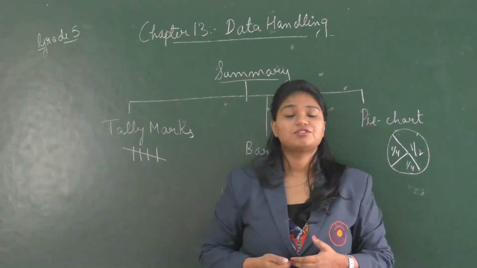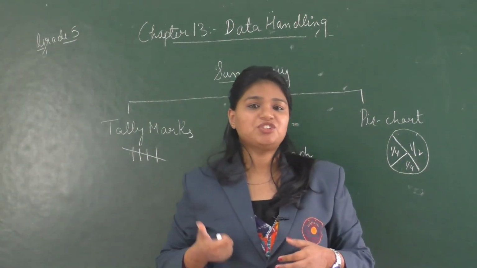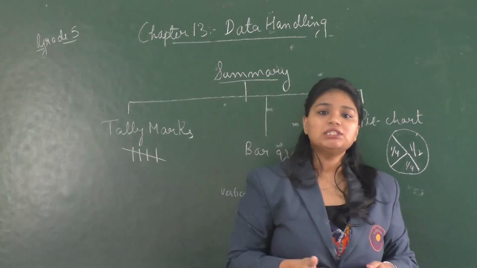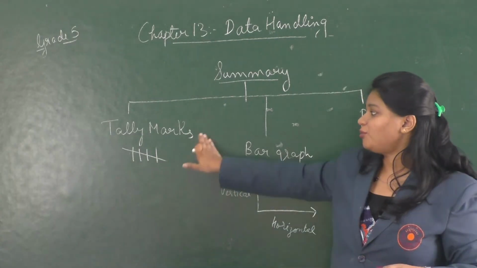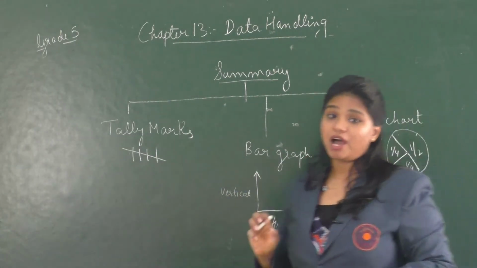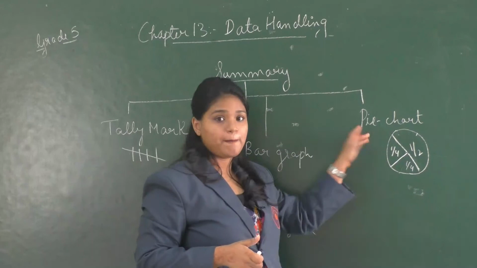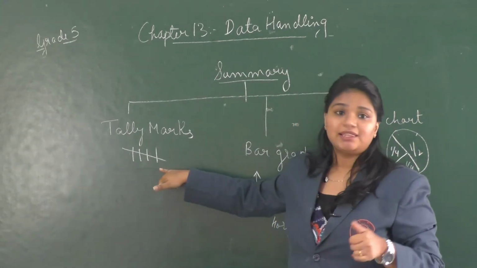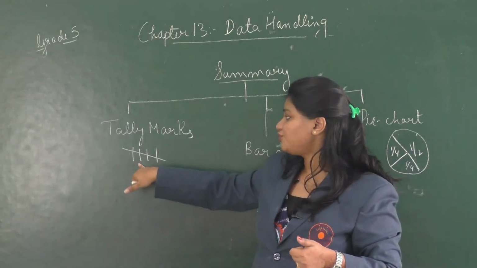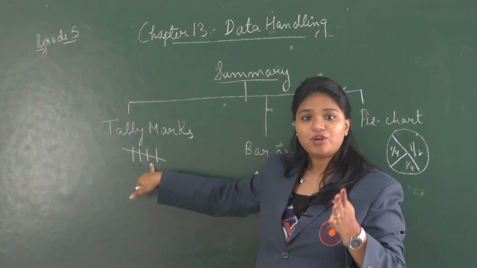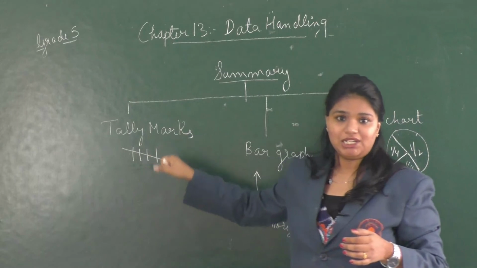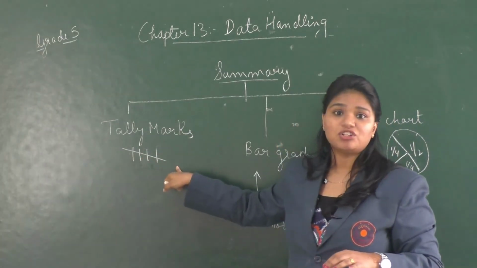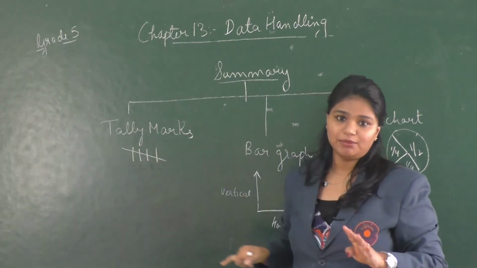So, students, in today's video, we learned all about representation and interpretation of data. We learned how to represent data in the form of tally marks, in the form of bar graph, and also in the form of pie chart. Now, under tally marks, we learned how to represent the tally marks. So, the first 4 tally marks for 4 items will be represented as vertical lines, and for the 5th item we will put a diagonal line crossing the previous 4 tally marks.